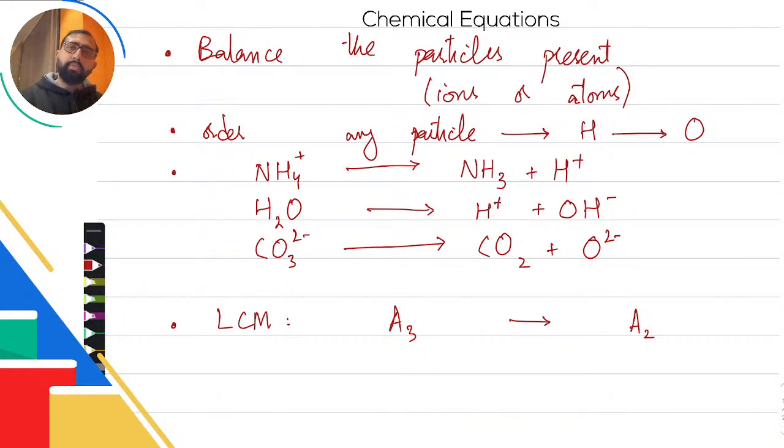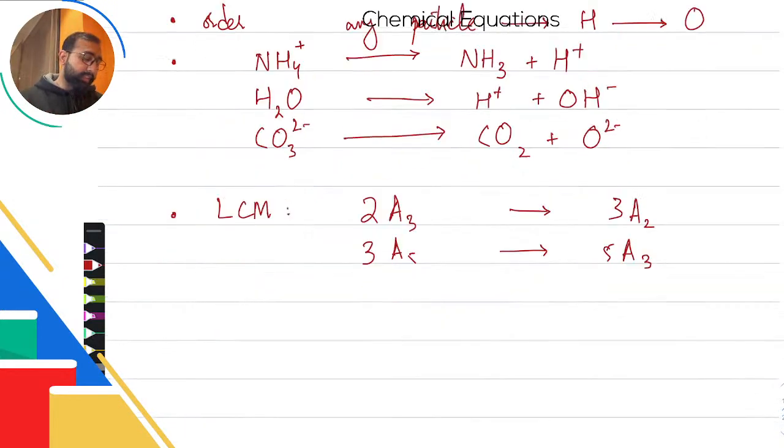What do I multiply 3 with to get 6? 2. And what do I multiply 2 with to get 6? 3. And that will usually help you in balancing this thing. Similarly, if I have something that is 5 on this side and on this side something is 3, how do I balance it? Just figure out the LCM. For 3 and 5, it's 15. Multiply this with 3, multiply this with 5, and it will help you in balancing them.